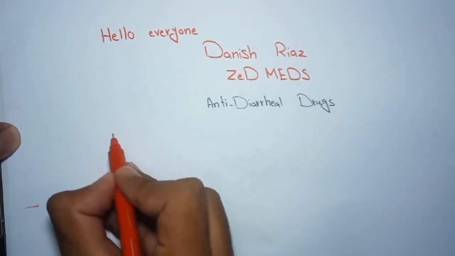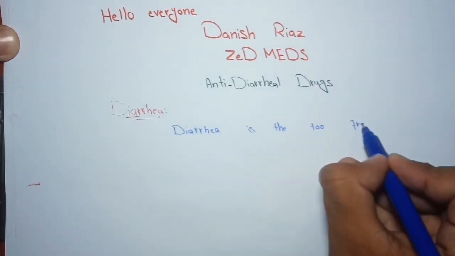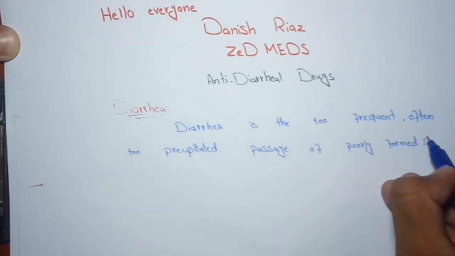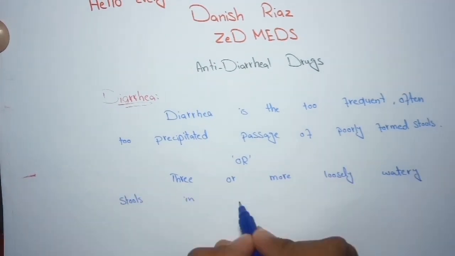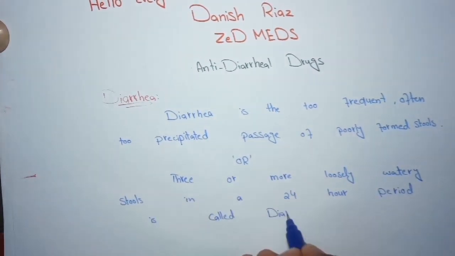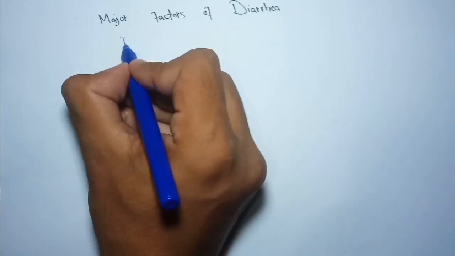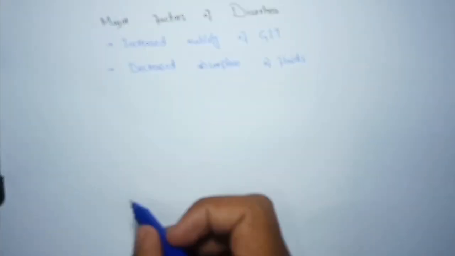First of all, we should know about diarrhea. Diarrhea is the too frequent, often too precipitated passage of poorly formed stools. Or we can say 3 or more loosely watery stools in a 24-hour period is called diarrhea. So moving towards the factors, major factors of diarrhea include increased motility of the gastrointestinal tract and decreased absorption of fluids.